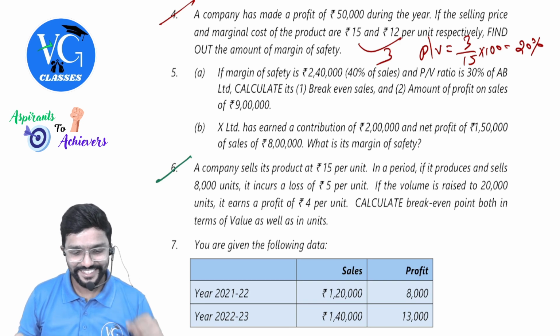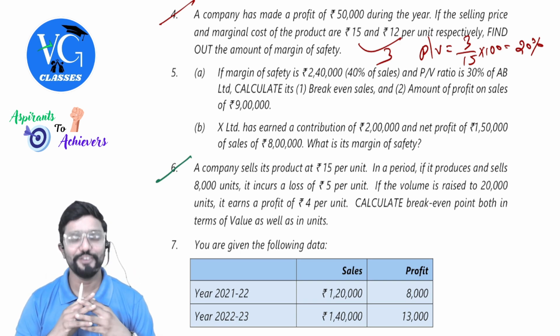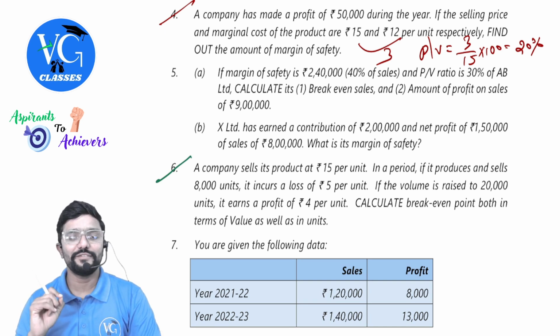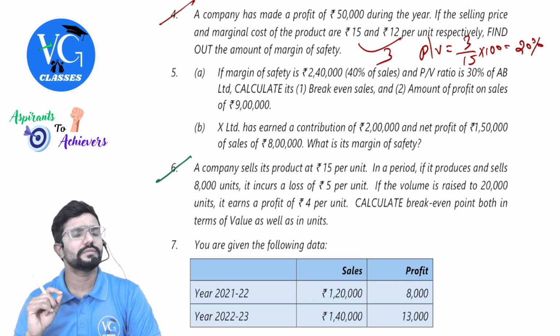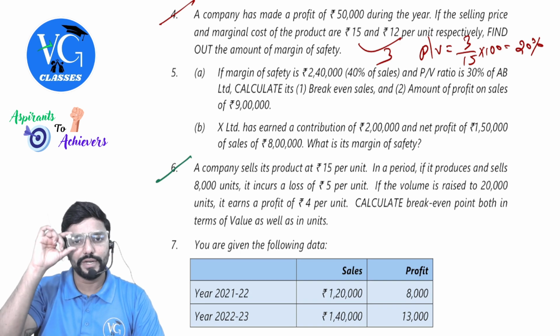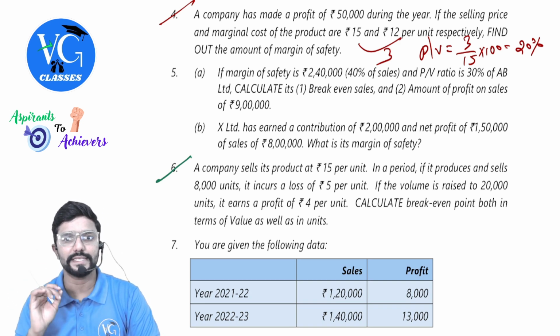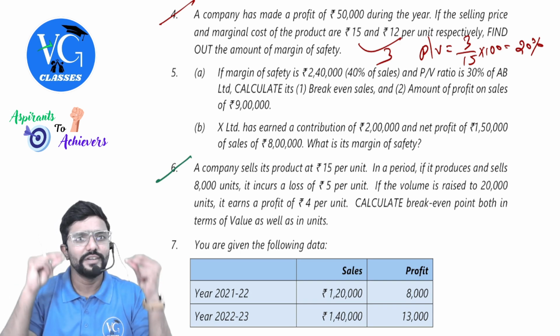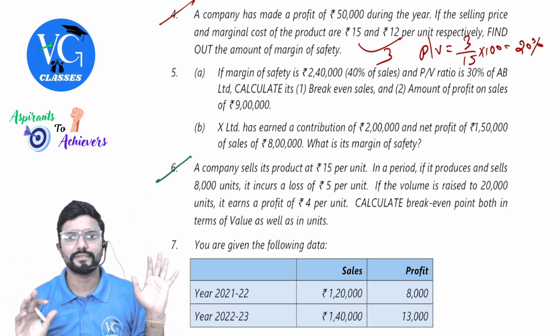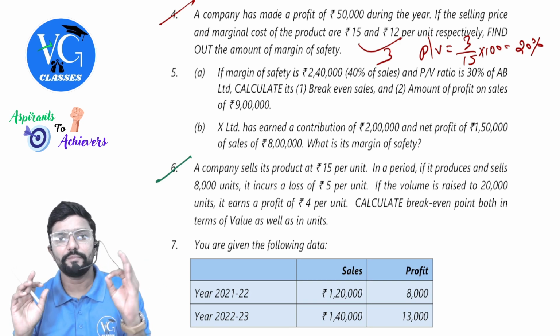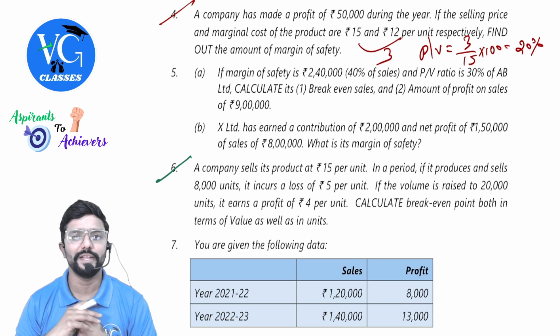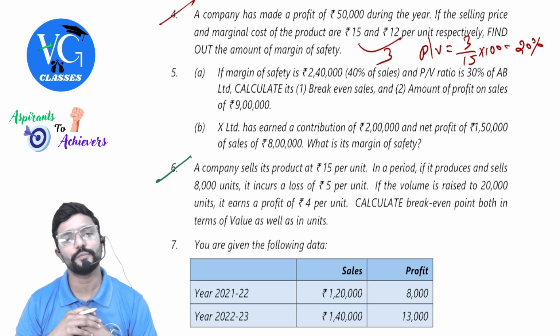Fifth one. If margin of safety is 2,40,000, which is 40% of sales, that means what is total sales, guys? If I ask you, 2,40,000 divided by 40%. Yes, that is 40%. Okay. And PV ratio is 30% for AB Limited. Calculate break-even sales and amount of profit on sales of rupees 9 lakh.